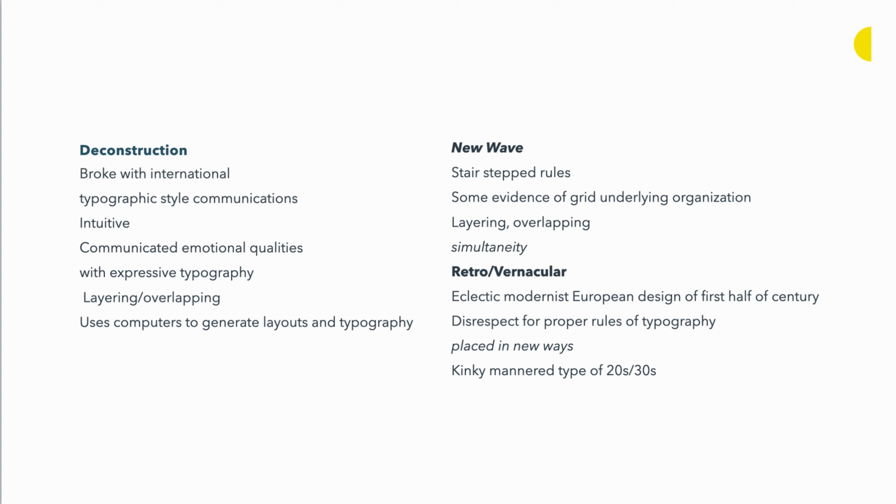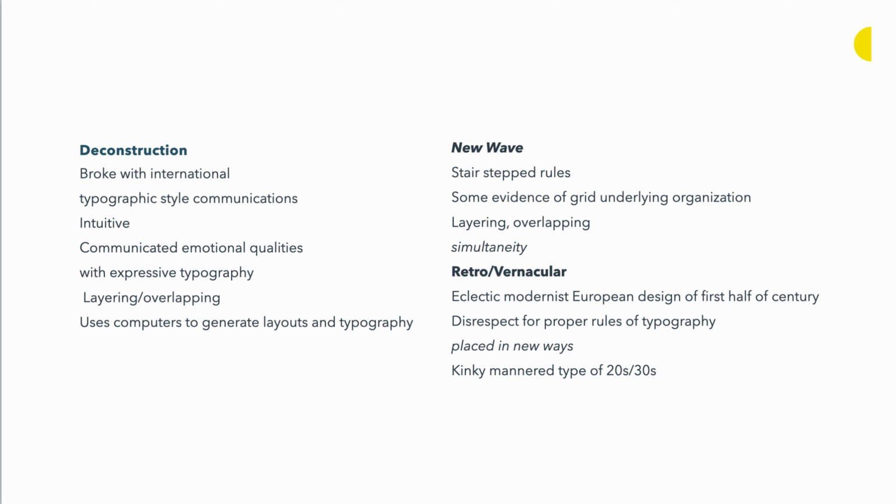Deconstruction broke with the international typographic style communications. It was intuitive. It communicated emotional qualities with really expressive type. There's layering and overlapping, and it uses computers to generate layouts and type. New Wave has stair-step rules. We see some evidence of the grid, layering, overlapping. It's created on a computer, simultaneity. And then retro vernacular, don't let it fool you. It looks like the past, but we can tell it's more current.